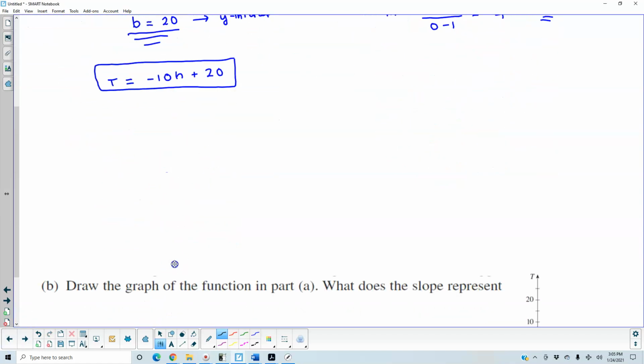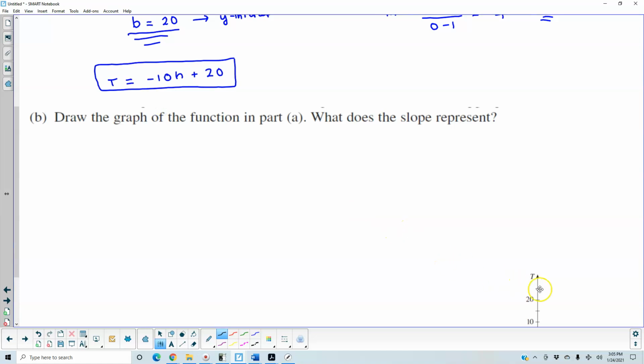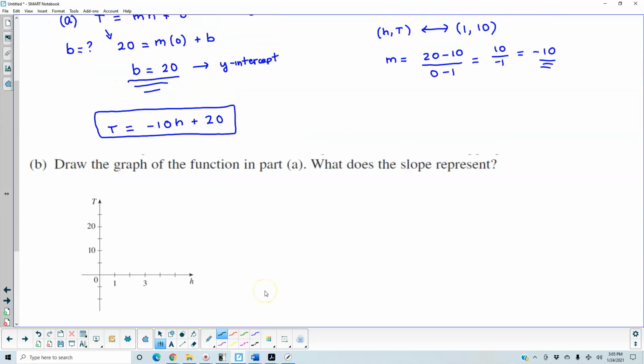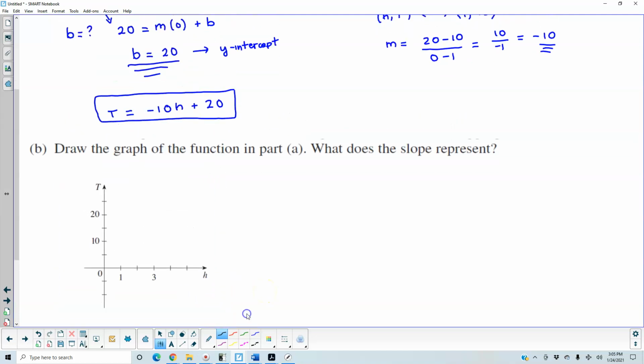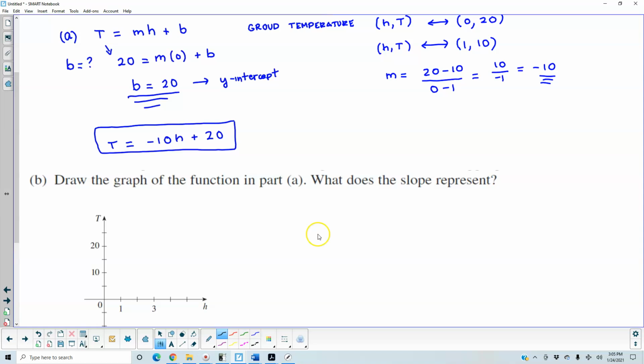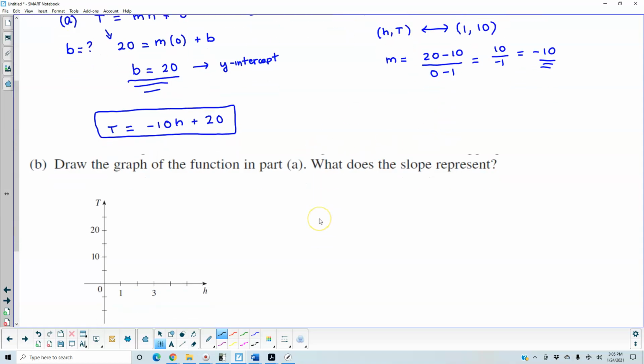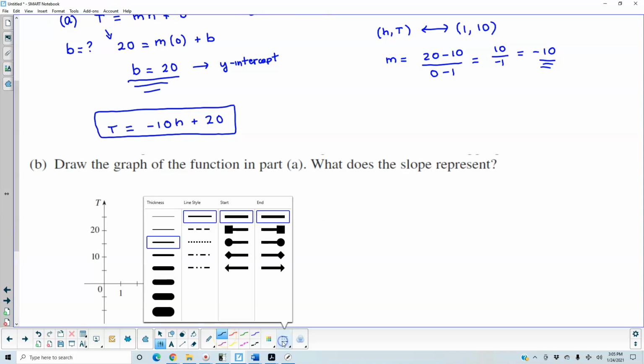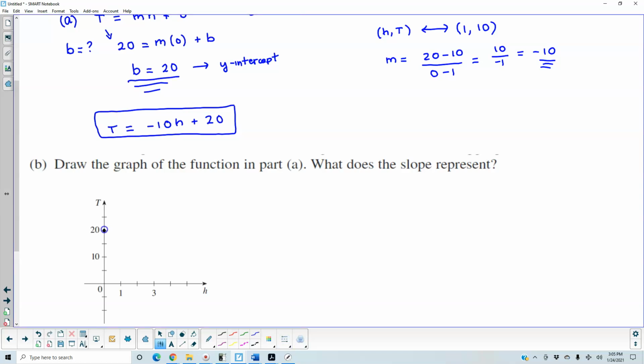So now let's take a look at part B. In part B, they want us to graph the function in part A. So if we want to graph the function in part A, what do we know? We know that the height represents the x-axis and the temperature represents the y-axis. So if we want to graph this, we can look at our ordered pairs. We got 0 and 20, so we know that we have 0 and then 20 is a point on our graph. And we also know that we have a point where it states 1 and then 10.